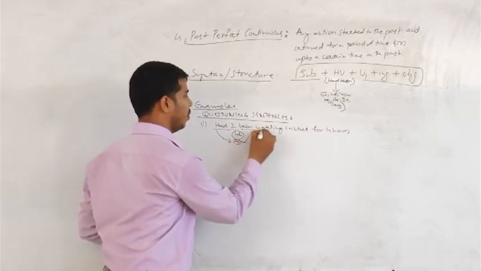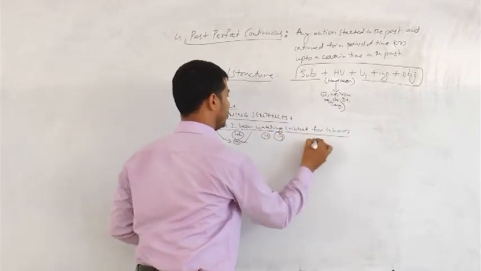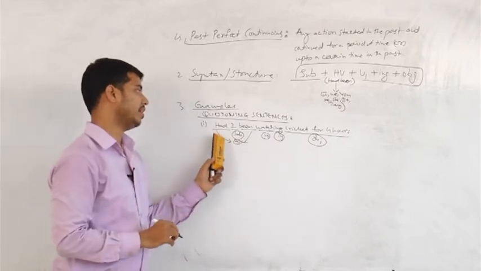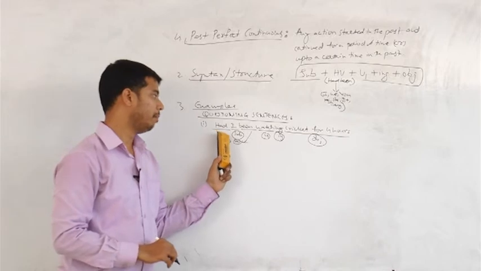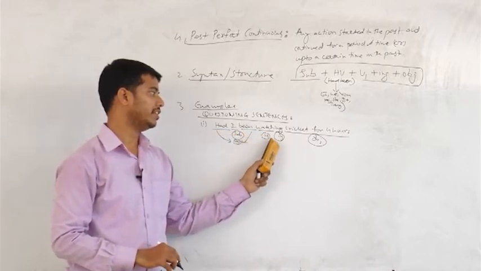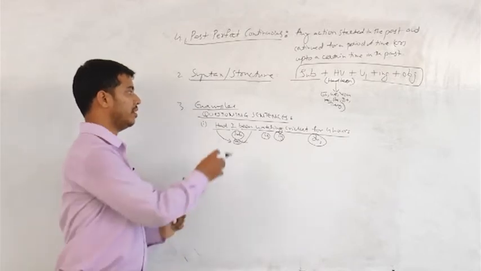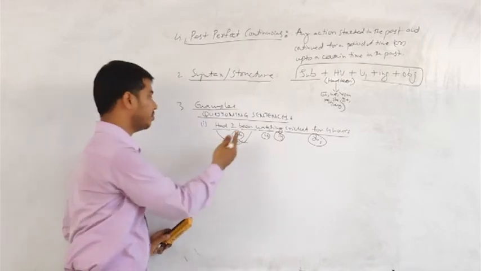Watch is V1, ing is ing, cricket for 4 hours is object. So it's up to you. You can take the structure as it is. So this is the structure: had plus subject plus been plus V1 plus ing plus object. This is the structure for questioning sentences under past perfect continuous.